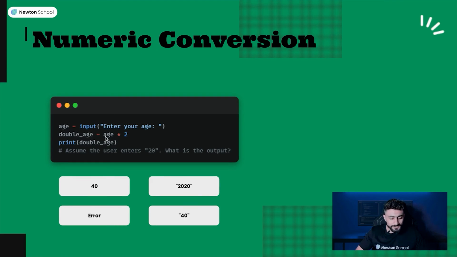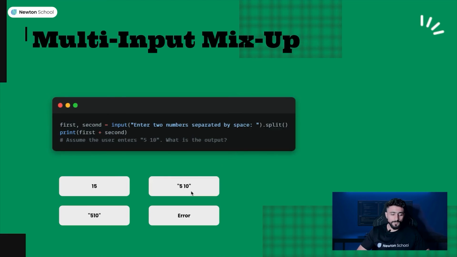So the next one is age. We are taking input, enter your age, and then we are multiplying it by 2. What will it print? Again, same question. So let's say the user enters 20. The comment is saying user enters 20. 20 multiplied by 2 gives 2020, because it will be a string.